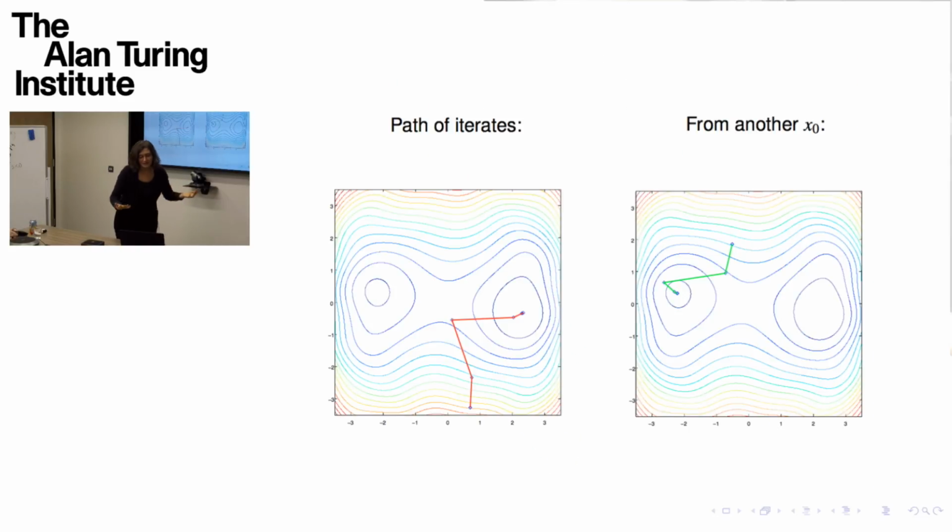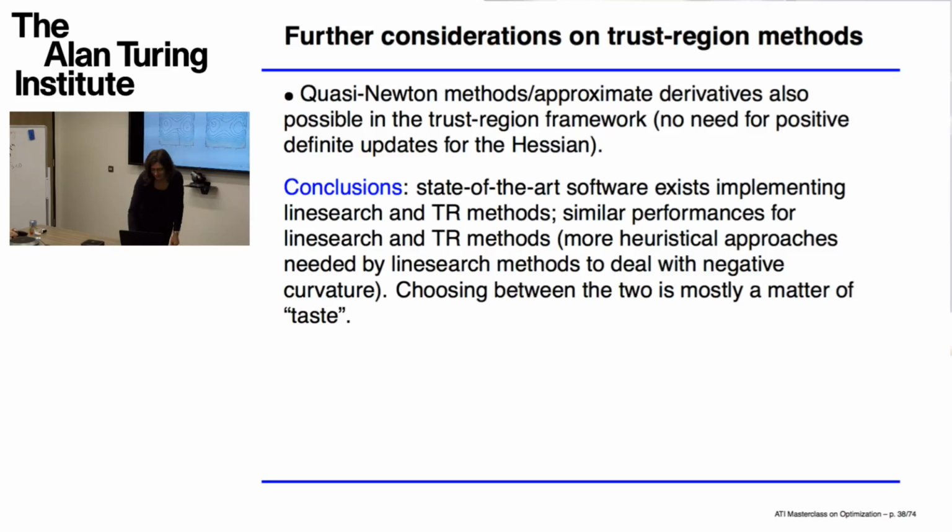Okay, so this was the path of iterates that we generated. But if you start somewhere else, you can do that at the other local minimizers. This is just to emphasize that we are talking about finding local minimizers, not necessarily global ones. Going back, it's a bit of a problem now because I can't really go back through all the slides.